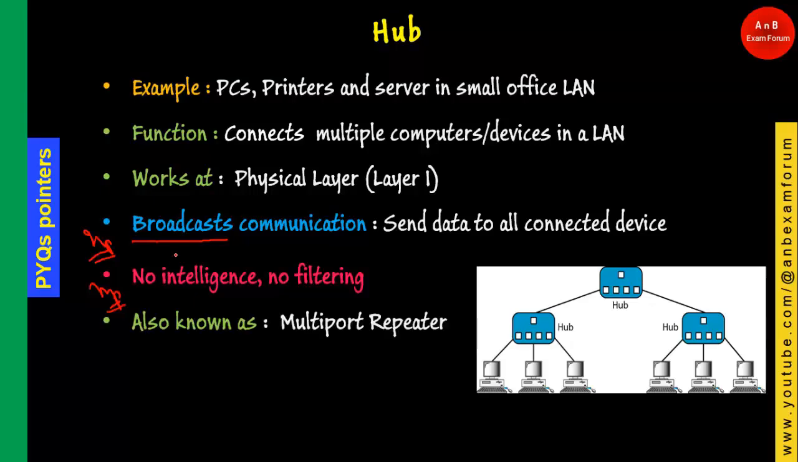And the next one is that the hub is also known as a multi-port repeater. It is some sort of repeater, but it has many ports in it. That's why it is known as a multi-port repeater, and commonly it is used in the star topology.